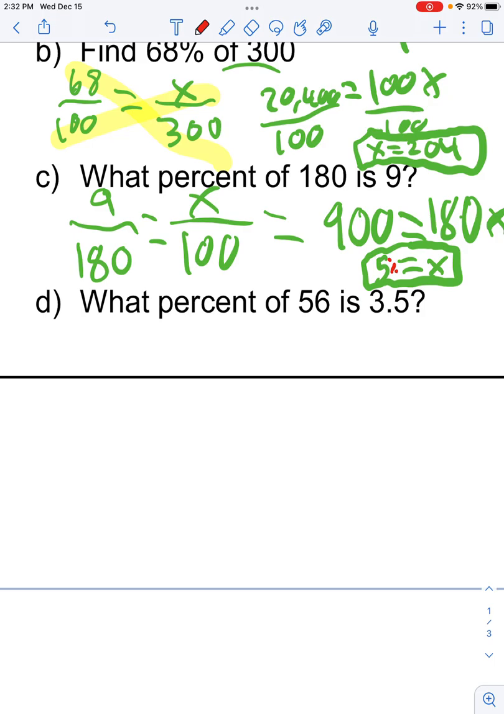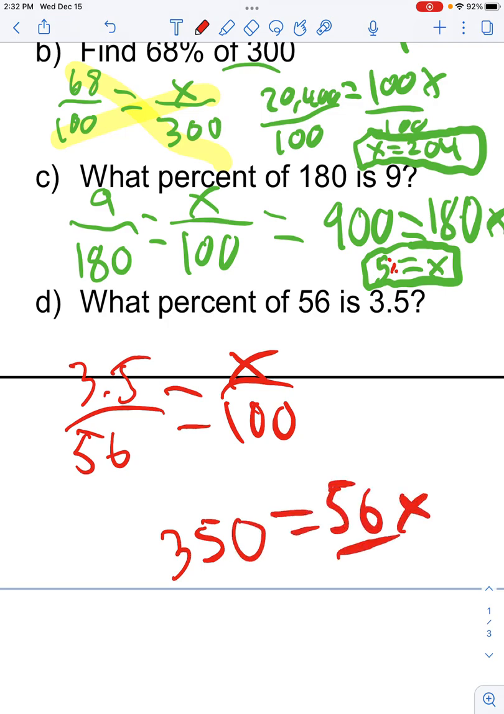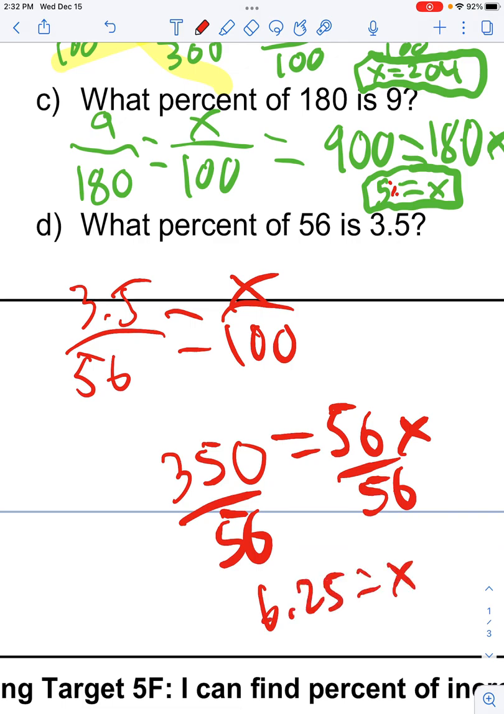Now this one, what percent of 56 is 3.5? It's kind of a similar setup to the last one. Part over whole, 3.5 over 56 equals x over 100. 350 equals 56x. Divide by 56. 350 divided by 56 is 6.25.